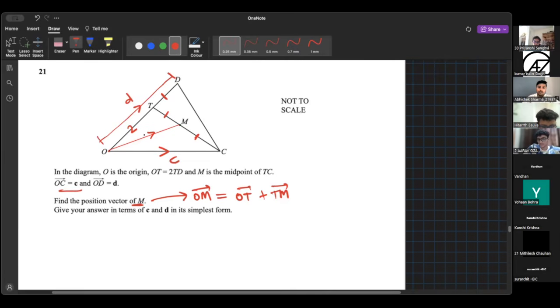If OD is D, that means can we say OT is 2/3 of D? 2/3 of D, and this is 1/3 of D, right? So let's write it down. Okay, but we need TM length. OT we have now. OT is 2/3 of D. We still have to find TM. So to find TM, we have the data. M is the midpoint of TC. Let's find TC first.